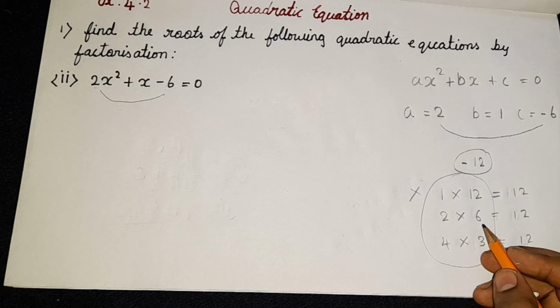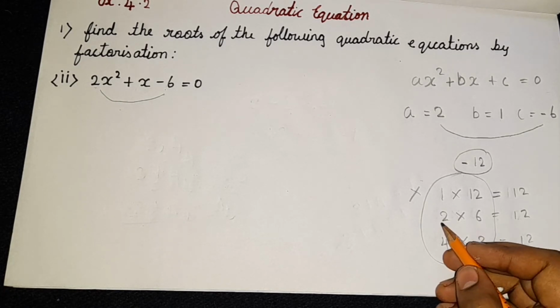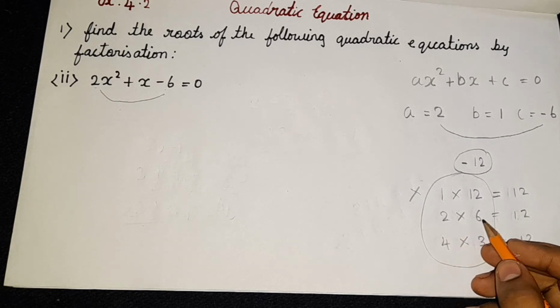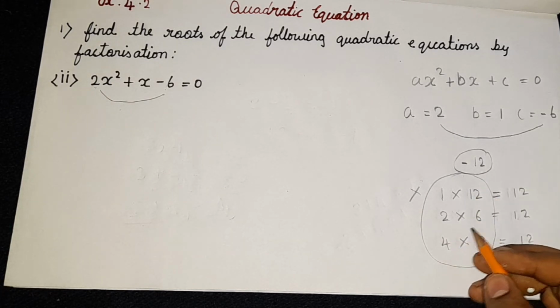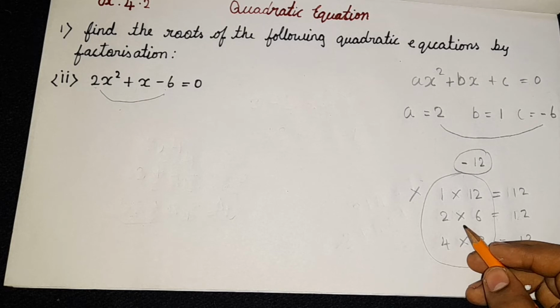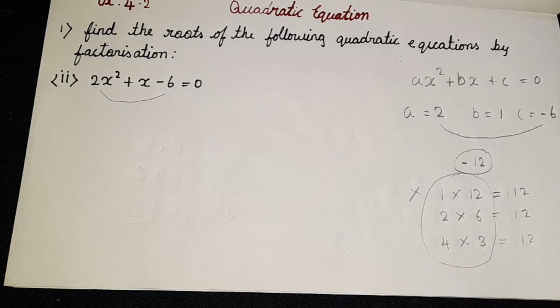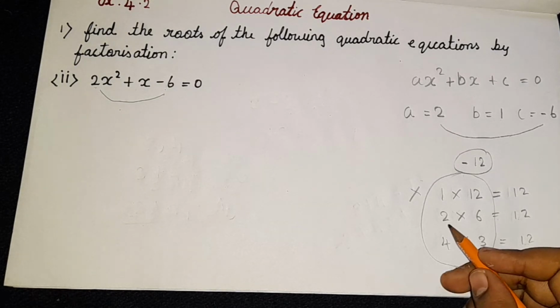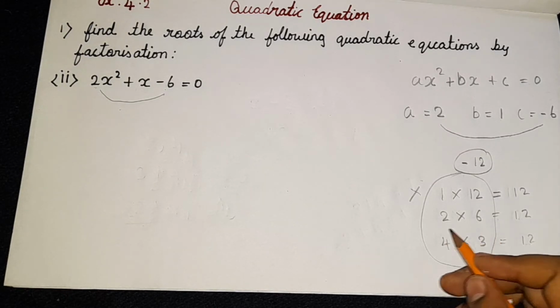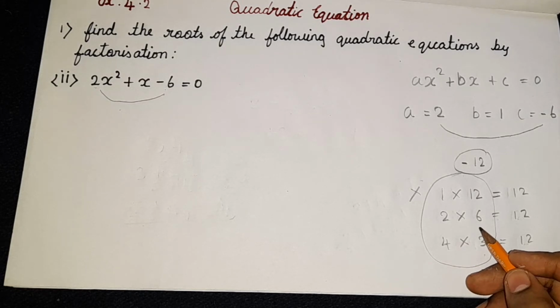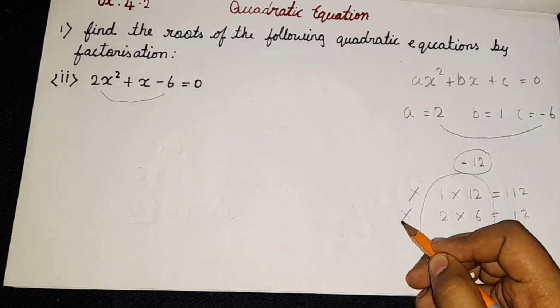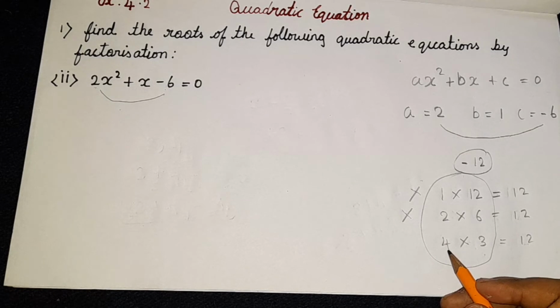When we look at the second case, here we have 2 into 6. Am I right? So when we multiply 2 into 6, we get 12, but when we add them, we get 8. Am I right? But we want 1, we don't want 8. When we add them we get 8, and when we subtract them we won't get 1. So this is also not possible. But now let's come to the next one.